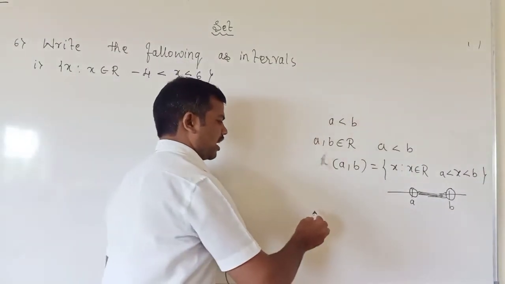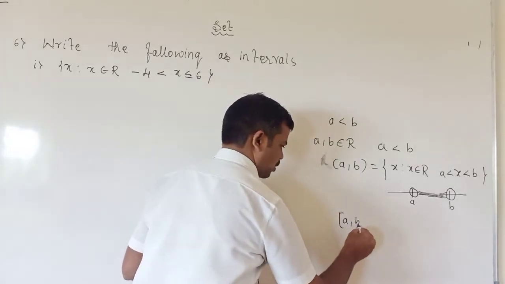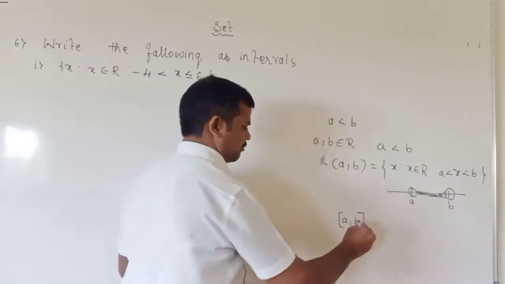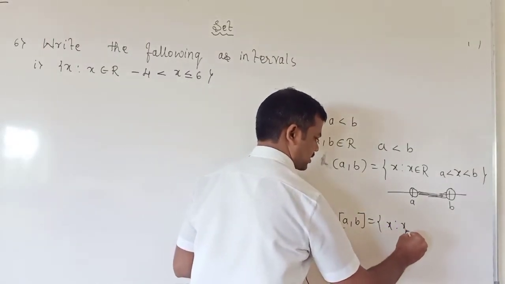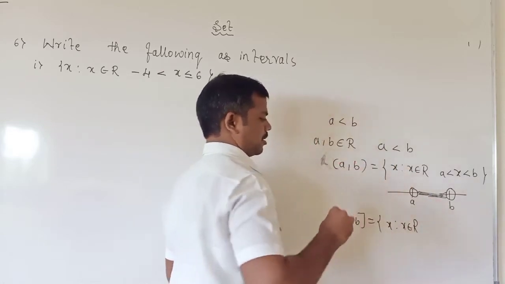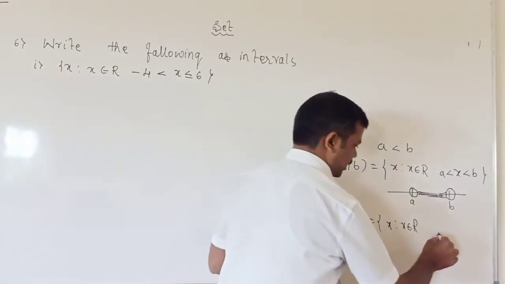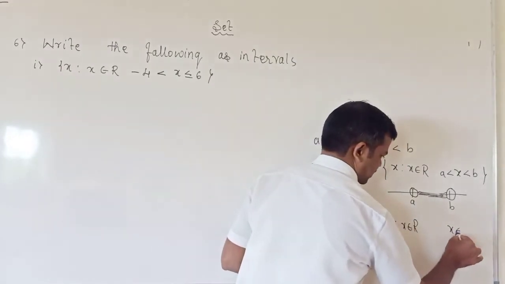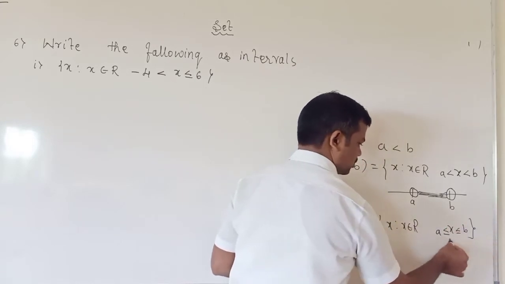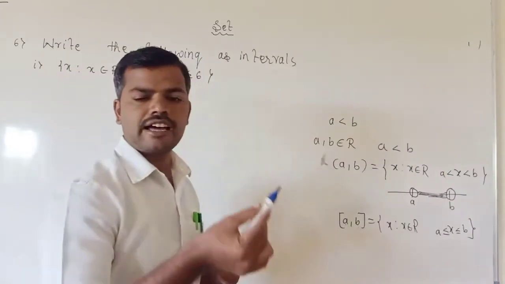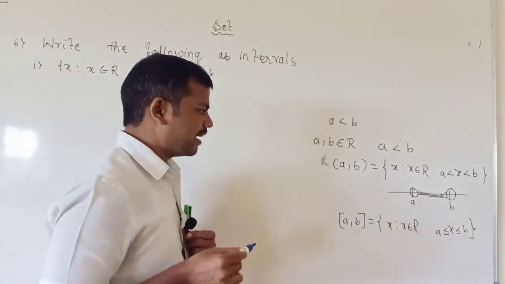Next we come to another interval, the closed interval, which we write as [a, b]. In set builder form, x such that x belongs to the real numbers, and here both are included. How do we express that? x less than or equal to b and greater than or equal to a. The equality means that a and b are included.